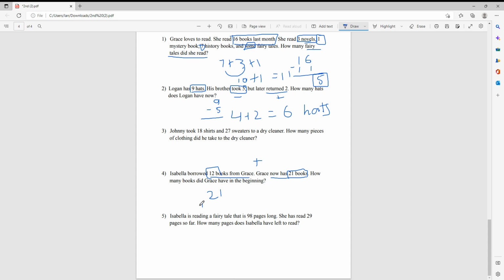So it's 21 plus 12. So 1 plus 2 equals 3, and then 2 plus 1 equals 3. So Grace had 33 books in the beginning.